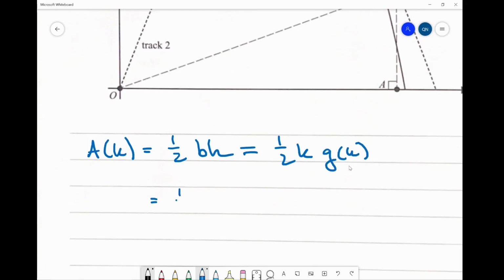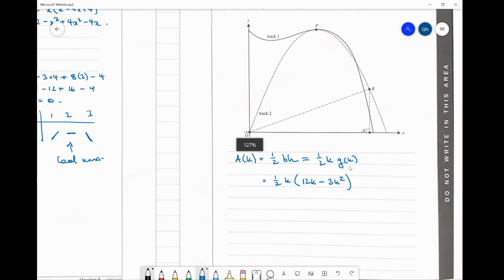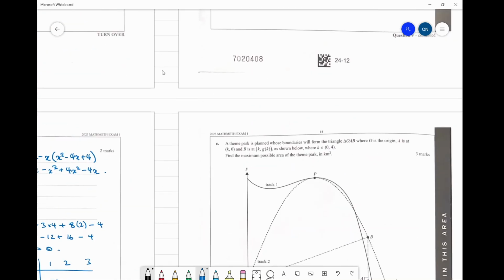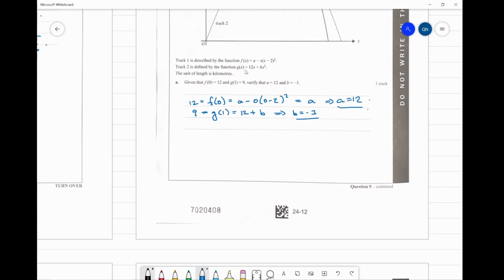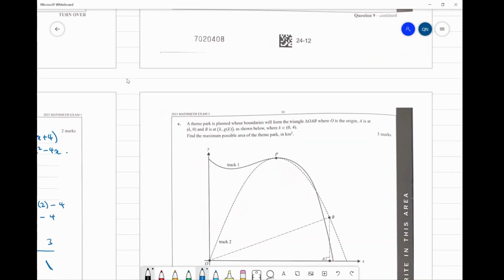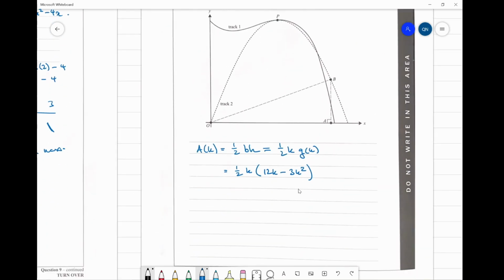And this is equal to 1/2 k. What's g of k? Was it like 12k minus 3k squared? Let me just check that. So it's 12, I know it's 12. Is it 3k squared? I think it is, because b was -3. Yeah, 12x plus bx squared, or 12x minus 3x squared. So if you plug k in, that's what you get.